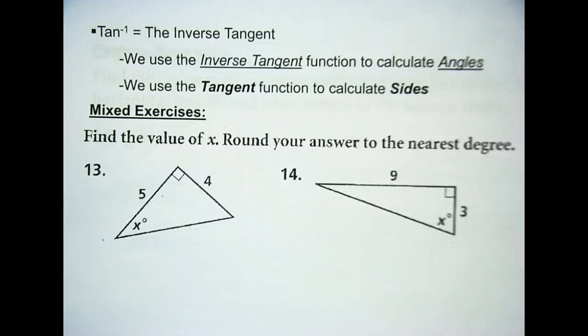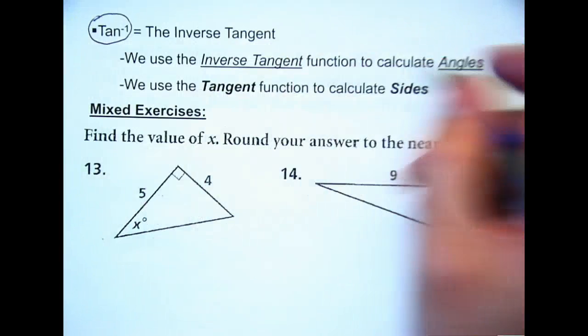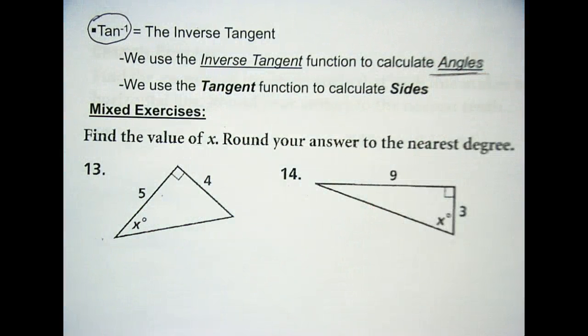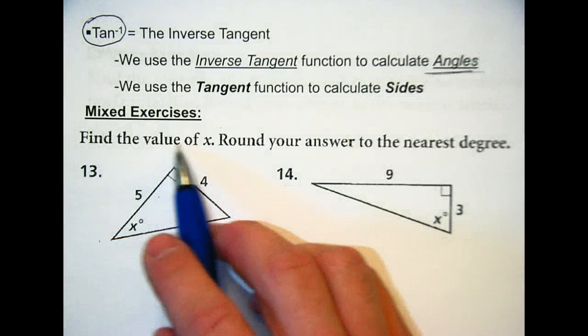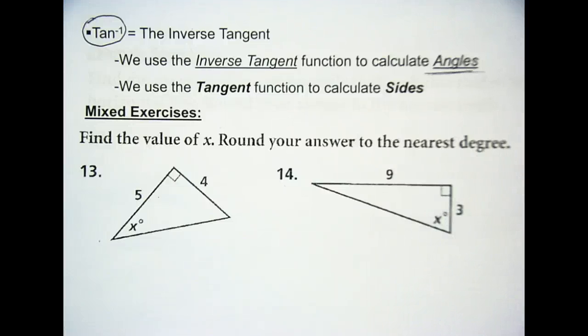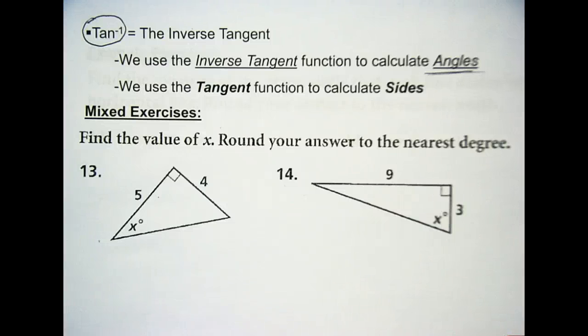If you look at your calculator, right above the sine, cosine, tangent buttons, there's a sine negative 1, cosine negative 1, tan negative 1. Please memorize this. This is for angles. The regular tangent key is for sides. So you have to know which ones you're calculating. In number 13 it says find the value of x, round your answer to the nearest degree. When they tell you to round to the nearest degree, that's a good hint that you're finding angles.